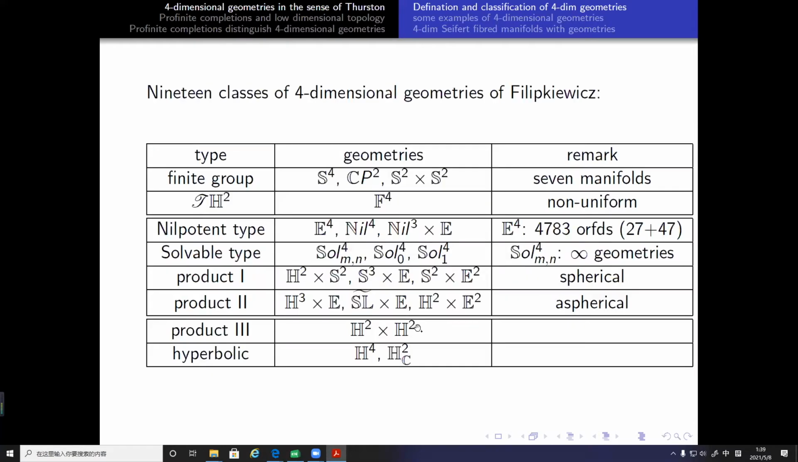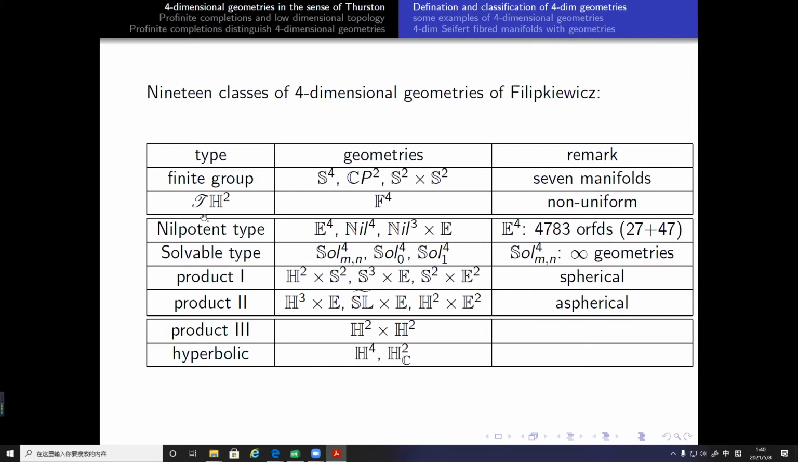Here is a table of the classes of 4-dimensional geometries. The first class has finite fundamental group. The universal covers are just S4, CP2, and S2 times S2. In this case, the manifold has a finite fundamental group, and moreover there are only 7 manifolds. So from the viewpoint of profinite completions, we can ignore them.